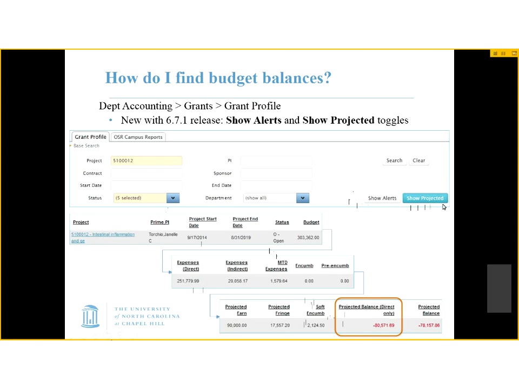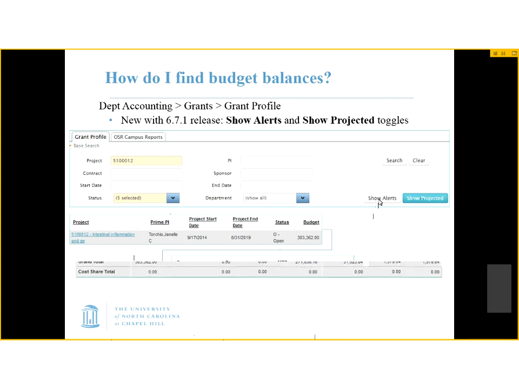You also have the ability on the grant profile page to determine whether you want to see your projected salary and fringe or not. So you can toggle on and off those that show projected and show alerts to determine whether you want to see them in the display. The alerts are things that indicate whether you're spending at a faster or slower rate than your budget on a daily rate, which would drive whether you're going to be over or under by your project end date. All right.